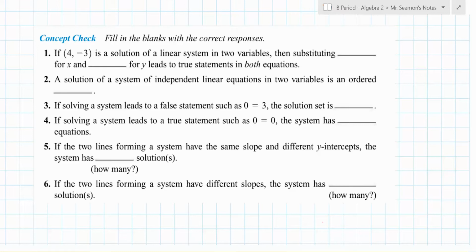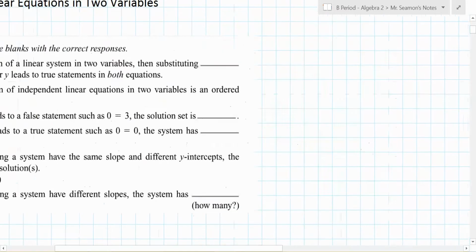To answer this question, blank equations, what word can you put there? Infinite? No, that's an infinite number of solutions. What does it mean about the equations? The same. It's the same equation. If you end up with a true statement, it means you have the same equation written two different ways. So is that 4? That's 4. The same.